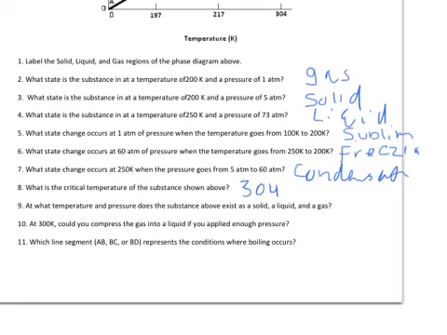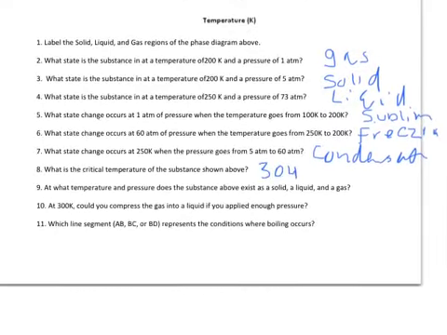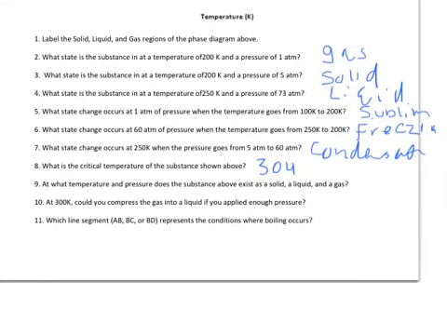Number 9. At what temperature and pressure does a substance exist as a solid, liquid, and a gas? So that's called the triple point. And you can find the triple point. It is where it branches, right here. That is the triple point where it's both a solid, a liquid, and a gas, all at this one point here. So that would be at 5 atmospheres and 217 kelvins.